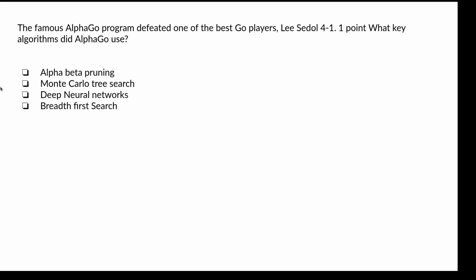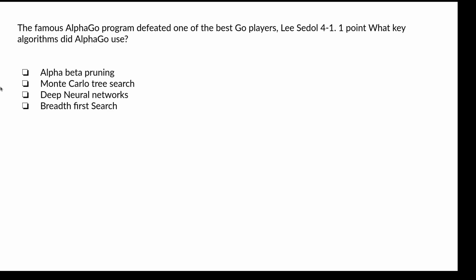The famous AlphaGo program defeated one of the best Go players, Lee Sedol, by 4-1. What key algorithm did AlphaGo use? This is the question. AlphaGo, you must have heard, defeated the best Go player, Go is a game, by 4-1. What was the strength of AlphaGo? This is what it is asking.